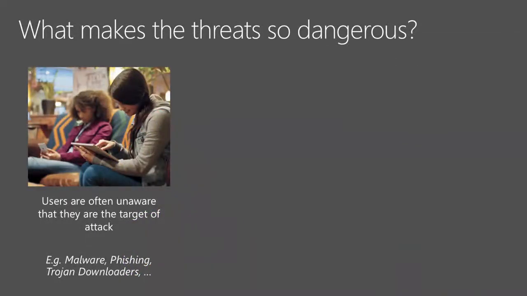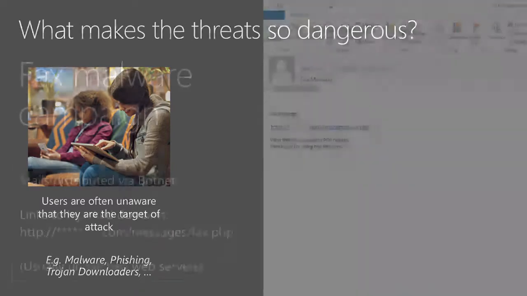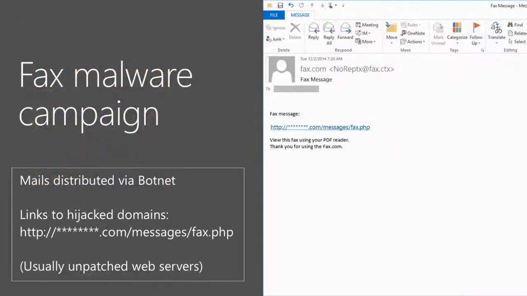But there's a set of things that we're seeing that make these threats a lot more dangerous than just what I described. So first of all, users are usually unaware that they're under attack, even when it's happening. So this is a campaign that hit us last Thanksgiving, and it ran for a couple of months. We call it the MyFax campaign internally. It represented as a fax malware. So you got a mail saying you've received a fax, and you click on it, and you get to see the contents of the fax.